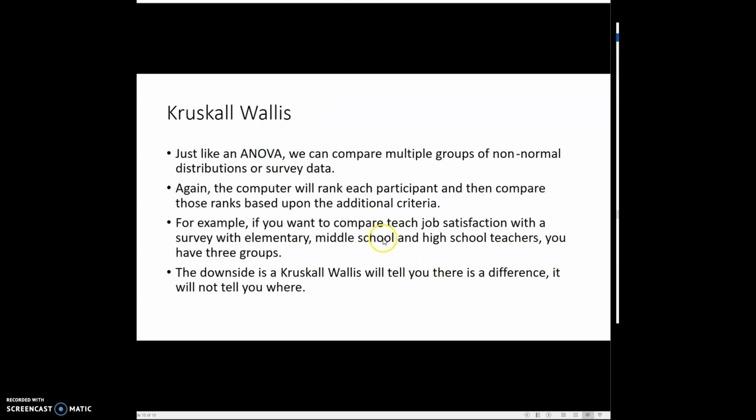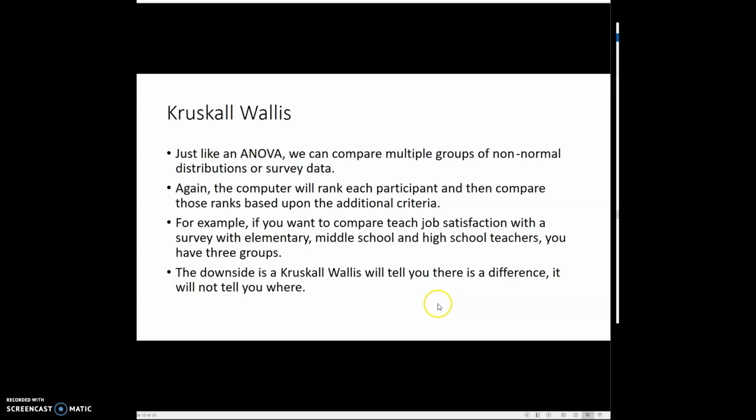And the last one we're going to hit on is the Kruskal-Wallis. So just like an analysis of variance, we can compare multiple groups of non-normal distributions. And again, the computer is going to rank the participant data and compare those ranks based upon additional criteria. So for example, if we want to compare job satisfaction with elementary, middle, and high school teachers, you have three groups. You can run a Kruskal-Wallis and it will compare the ranked data of those three groups to see if more of the elementary score higher, more of the middle school score in the middle, and more of the high school score lower. It will tell you if there's a difference. It won't tell you where the difference is.